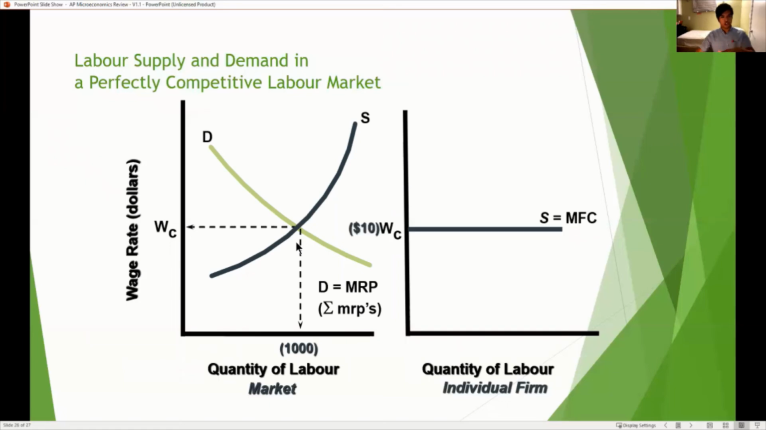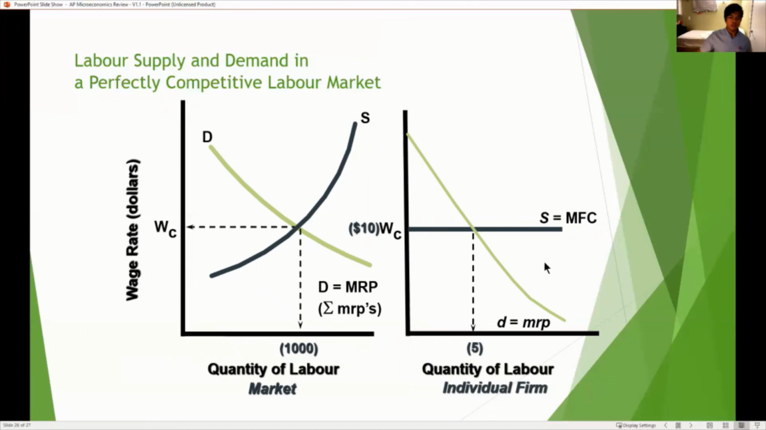The first market structure is the perfectly competitive labor market, very similar to the perfectly competitive goods market. However, each firm is a wage taker. Whatever the market wage is, they take it. Their supply curve, which is also the marginal factor cost curve, is perfectly elastic or horizontal. The demand curve is downward sloping, and we also said that the demand curve is the marginal revenue product curve, right?